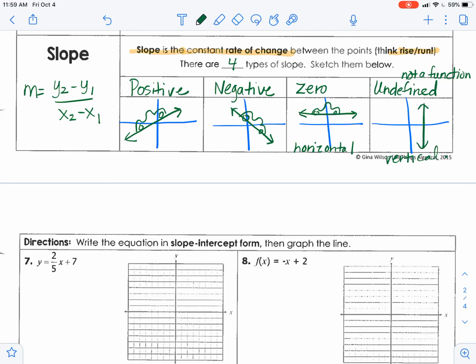But when we're writing equations and so forth as we progress, we don't like talking about things that are not functions. So just realize that your vertical line is going to be kind of an outlier, if you want to think of it that way. It's not going to be a function. Okay, so now let's talk about how to find the slope.